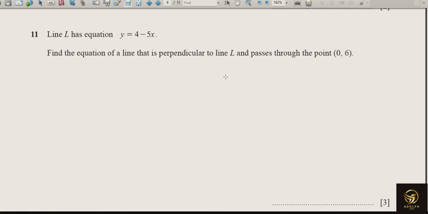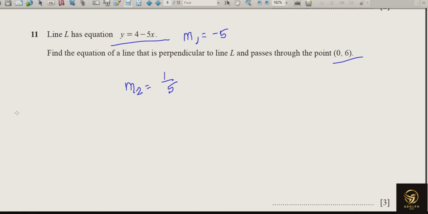Find the equation of a line that is perpendicular to the line passing through this point. Passing through, we'll be using it for the y-intercept. Perpendicular. So what is the gradient of this line? It is m1 I'm going to take, because I have to consider another one also. It is negative 5. So m2 is its negative reciprocal, so it is going to be 1 by 5.